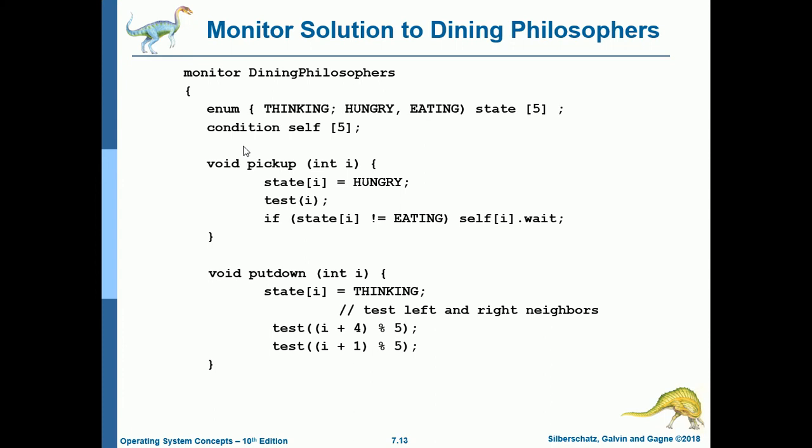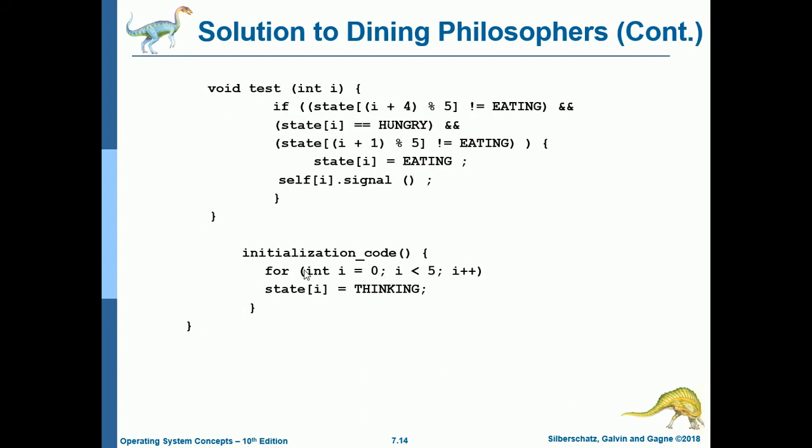So next, we have the monitor solution to the dining philosophers problem. They added pickup and putdown operations or functions. So that's their solution for this problem.